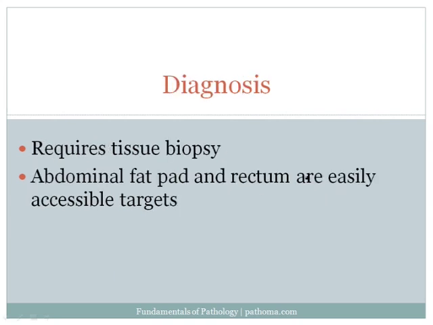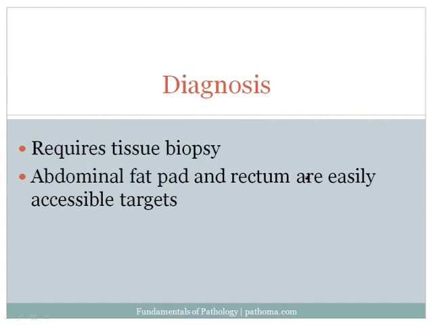The diagnosis of amyloidosis requires a tissue biopsy. It's not a blood test. It requires you to actually see the amyloid within the tissue and, of course, perform a Congo red stain that shows apple green birefringence. Targets that are relatively easily accessible include the abdominal fat pad. So basically, it's a very simple procedure. A needle is just placed through the abdominal wall into the fat pad and then aspirated, and the cells are placed on a slide, and amyloid would be visible in that way.